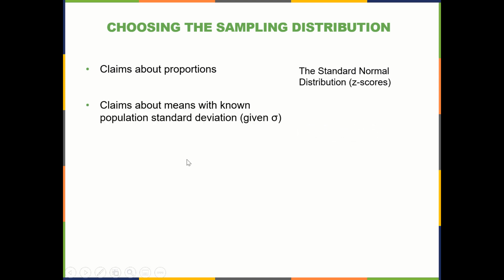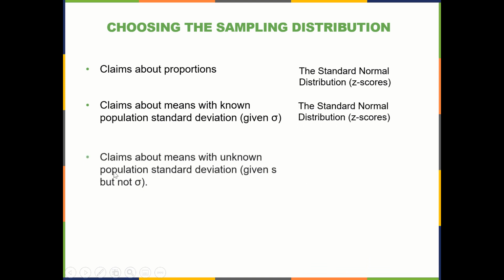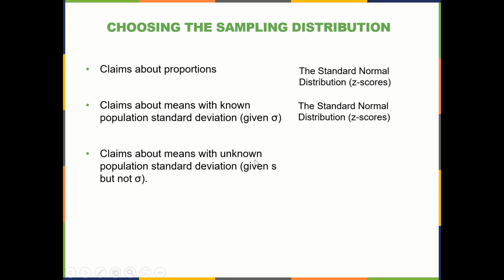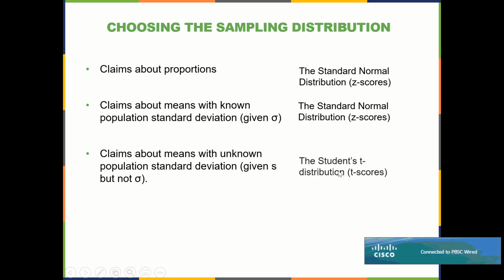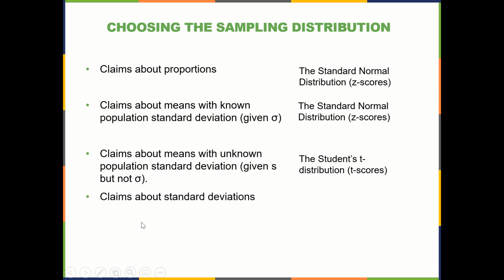If it's a claim about a mean, there's two cases. You could have a known standard deviation from the population. In other words, you're given sigma, then you would use the standard normal distribution. If it's a claim about a mean with sigma unknown, so these are both claims about means, one with sigma known and one with sigma unknown, then you might know the standard deviation of the sample instead. So if you know s, then you'll use the student's t-distribution. Claims about standard deviations can also be tested. We won't get to that in this course, but that would require another distribution, the chi-square distribution.